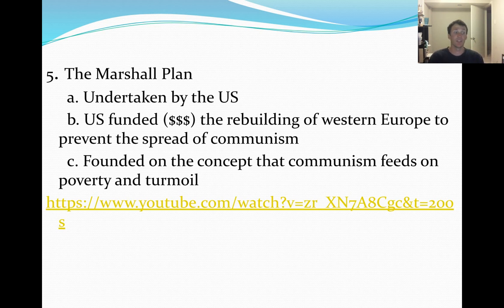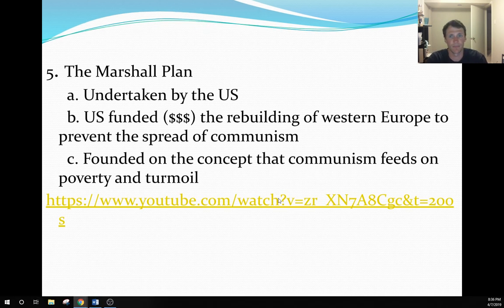And this is going to be known as the Marshall Plan for George C. Marshall, who is the general during World War II, and he is going to be the implementer of this plan. He's also, I believe, the Secretary of State following the war.